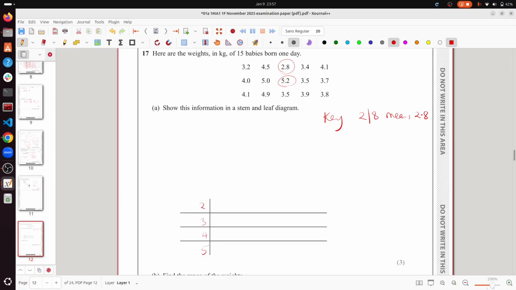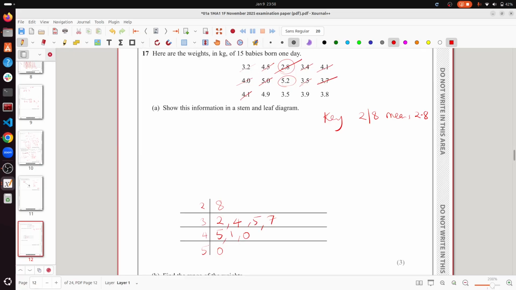So looking at that now, this was my smallest. I take that off. I'm going to put that as 8. There's just going to be one number there. So looking at my stems now, 3.2, I'm going to put there as 2. 4.5, that goes in this one. 3.4, that goes 4 there. 4.1, that goes 1 there. 4.0, that goes 0 there. 5.0, that goes 0 there. 3.5, that goes 5 there.